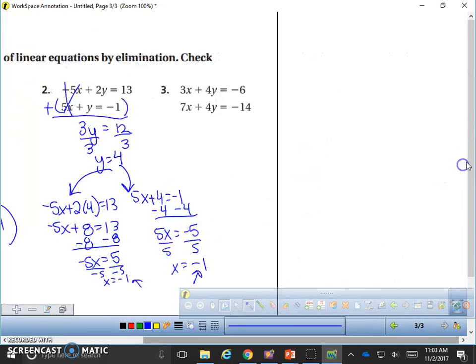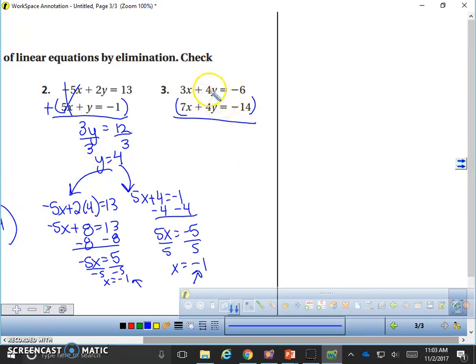All right, 3. Step 1, change equations if necessary. We won't be able to eliminate the x's because they don't have the same coefficient. 3 and 7 are not the same. But we look at our y's, 4 and 4 are the same coefficient. So we will be able to eliminate and not have to do step 1.